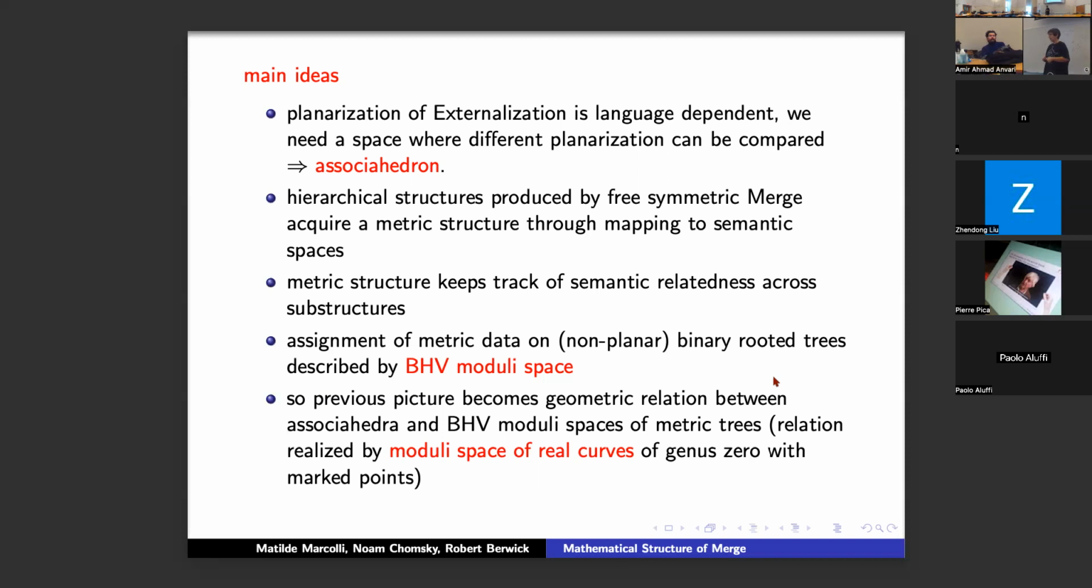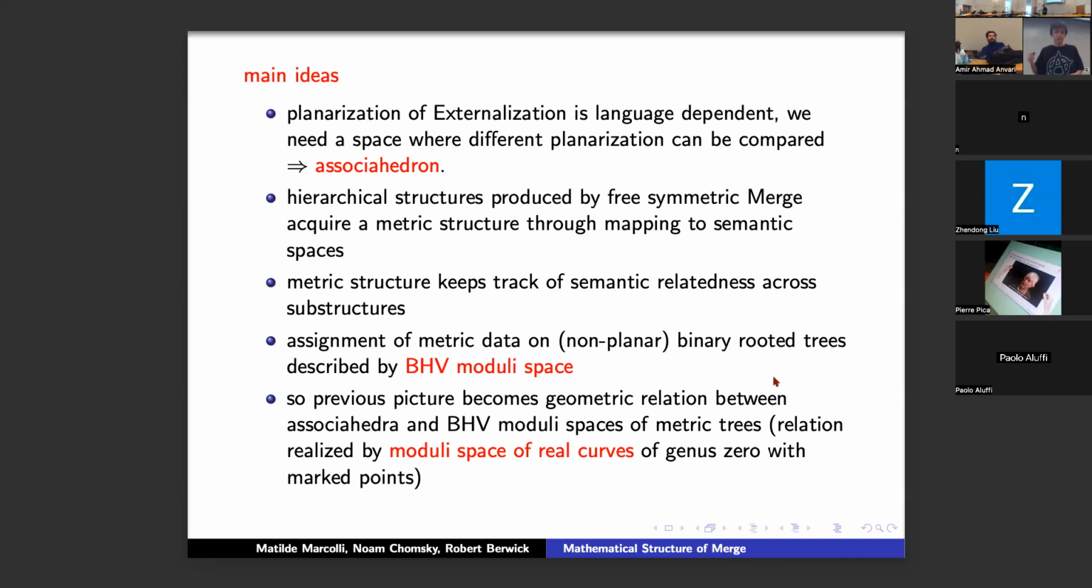If you think of your externalization that assigns planar order as something that depends, for example, on word order parameters of different languages, when you compare the different word order structures of different languages, you are moving along this associahedron, inside this associahedron space, by some transformation, by some symmetries. So you can think of comparing different syntactic parameters of different languages as being geometrically realized by some symmetries of this associahedron space. I'll say something more in a moment.